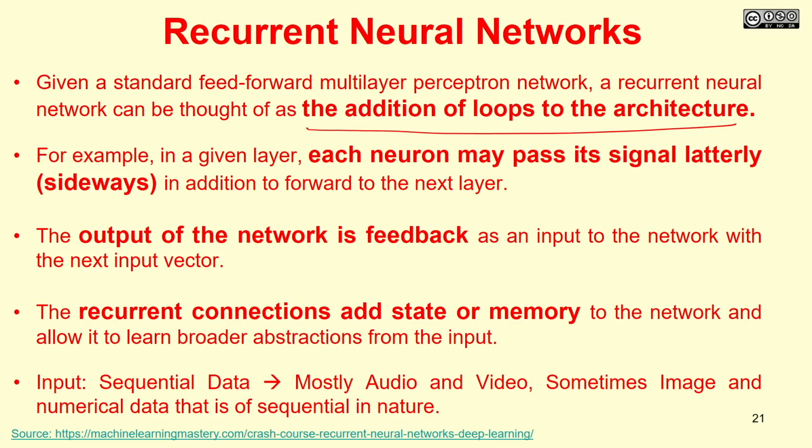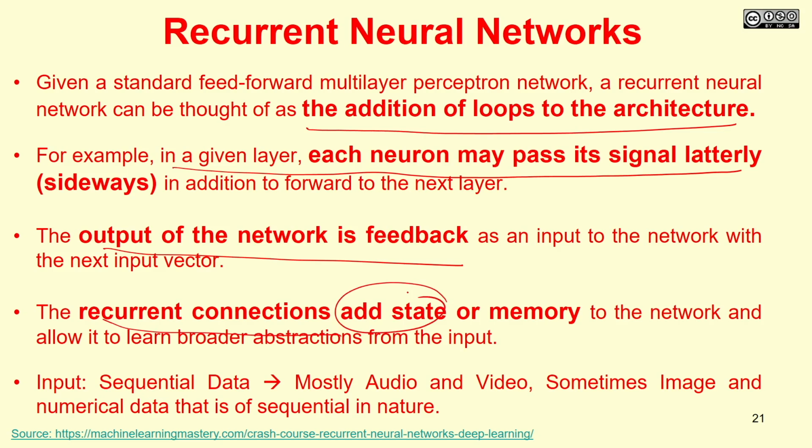that means timestamps. For example, in a given layer, each neuron may pass its signal laterally sideways in addition to the next layer, that means feedback. The output of the network is fed back as an input to the network with the next input. The recurrent connections are going to add some state, that is t equal to 0. At that time, what is it going to retain? Memory to the network, right.